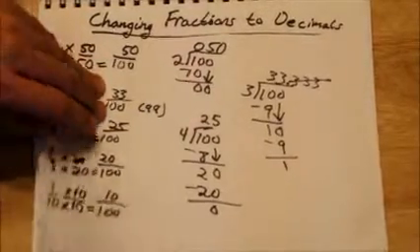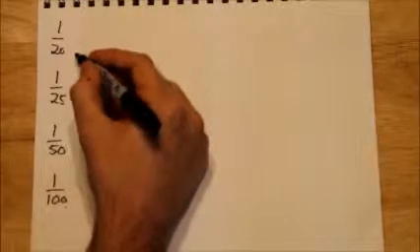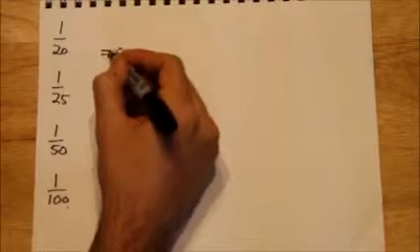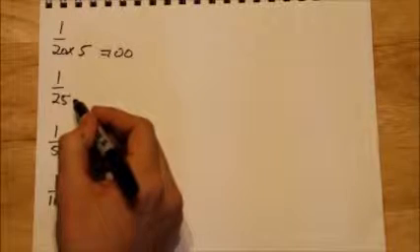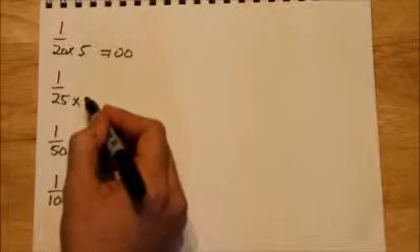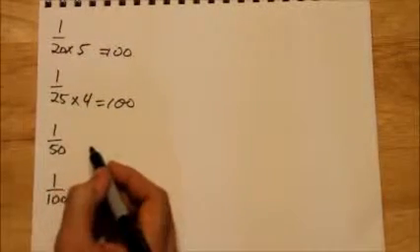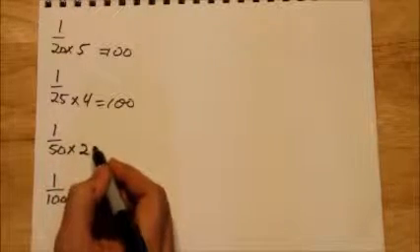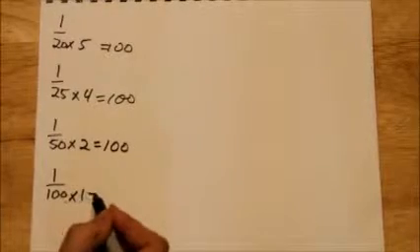Now let's find some other numbers, some larger numbers than 1/10. So we have the fractions 1/20th, 1/25th, 1/50th, and 1/100th. Okay? So 20 times what equals 100? 20 times 5 equals 100. Okay. 25 times what equals 100? Well, 4. 50 times what equals 100? 50 times 2. And 100 times what equals 100? Well, 100 times 1 equals 100.